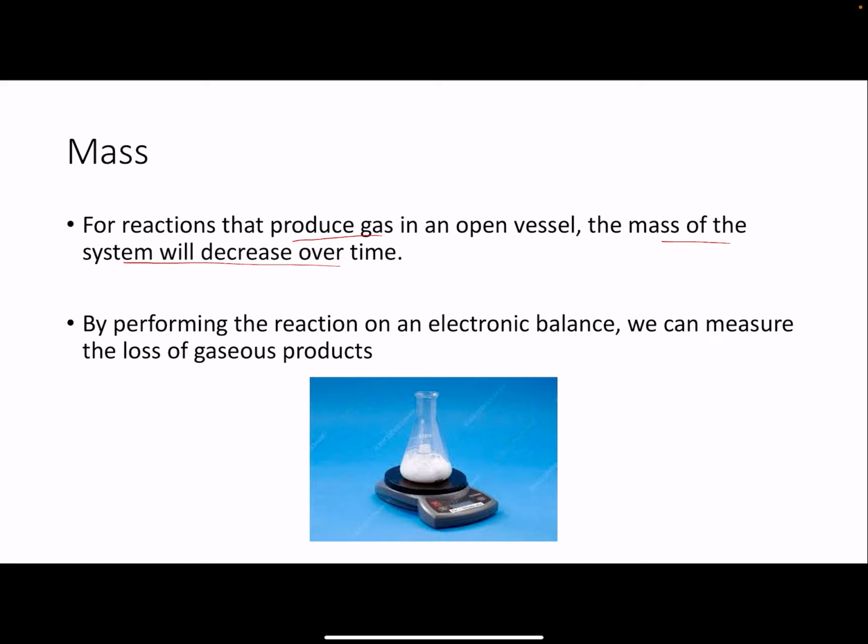What that means is as the gas is produced, it escapes, right? And due to the law of conservation of mass, the mass will appear to go down. So by performing this reaction on a scale, you can measure this by measuring the change in mass over the change in time. And that gives us a rate, right? And we'll talk about how we can relate that to other substances later on.